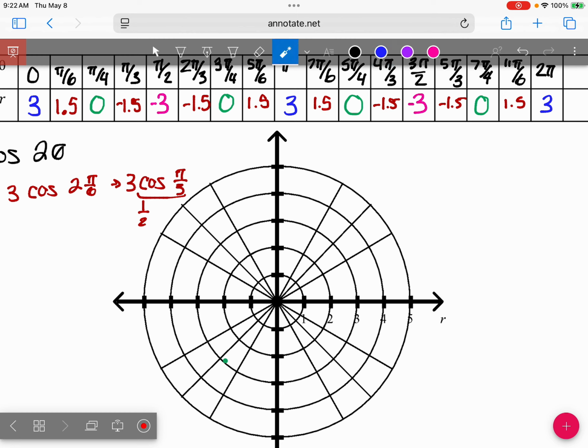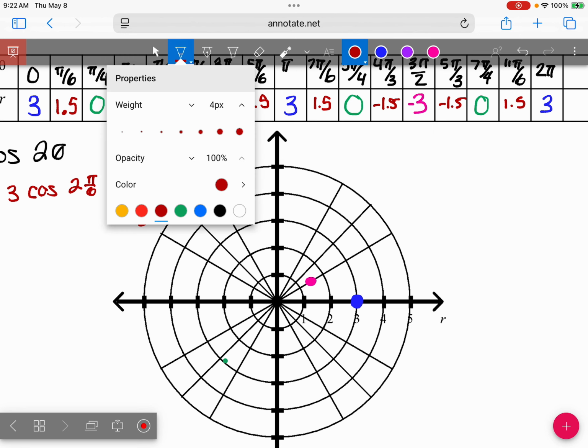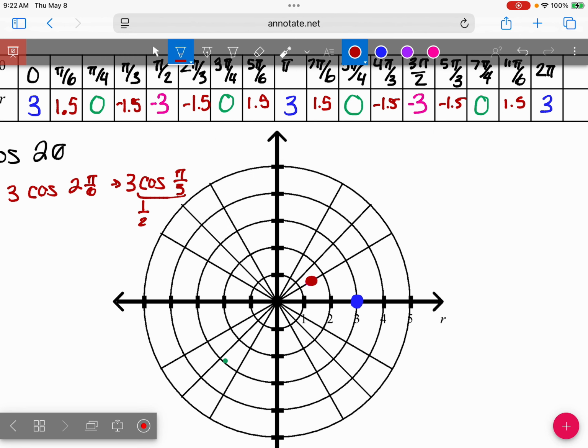So our 0, radius 3, we're on angle 0, radius 3. It's going to be out here. So looking at this guy. Pi over 6 means we're on this angle here, and our 1.5 is right here. And I'm going to switch this to be our red. Hang on a second, because I want this to be the same color as the number I put.